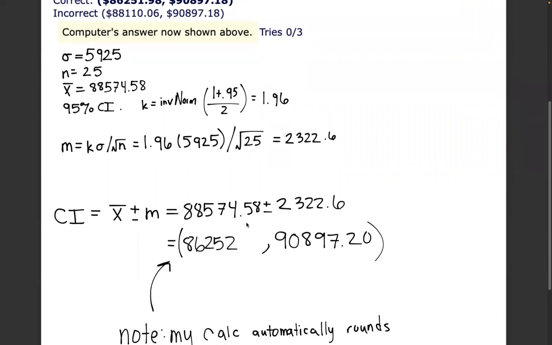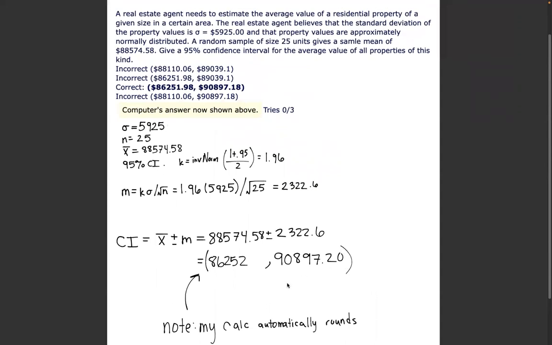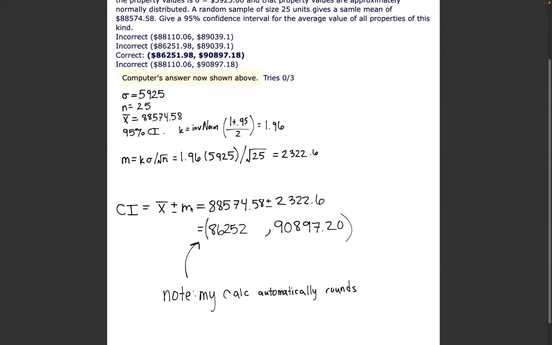So for our lower bound, my calculator gave me 86,252, and my upper bound is $90,897.20. My calculator rounds automatically, so it rounded this number up, and it also rounded this 0.18 to 20. But if I look, this is the closest to all the options. That's correct. Okay.